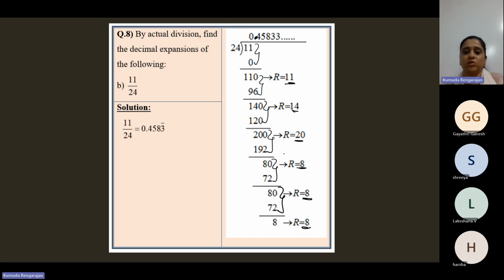Remainder 8. So you can see that we have 11, 14, 20. Three different remainders. Correspondingly, in the quotient, we have 4, 5, 8. Three different digits in the quotient. And once the remainder starts repeating 8, 8, see, it becomes 3, 3. Then it becomes 3 and then 3 repeats. When the remainder starts repeating, the digit in the quotient also starts repeating itself.